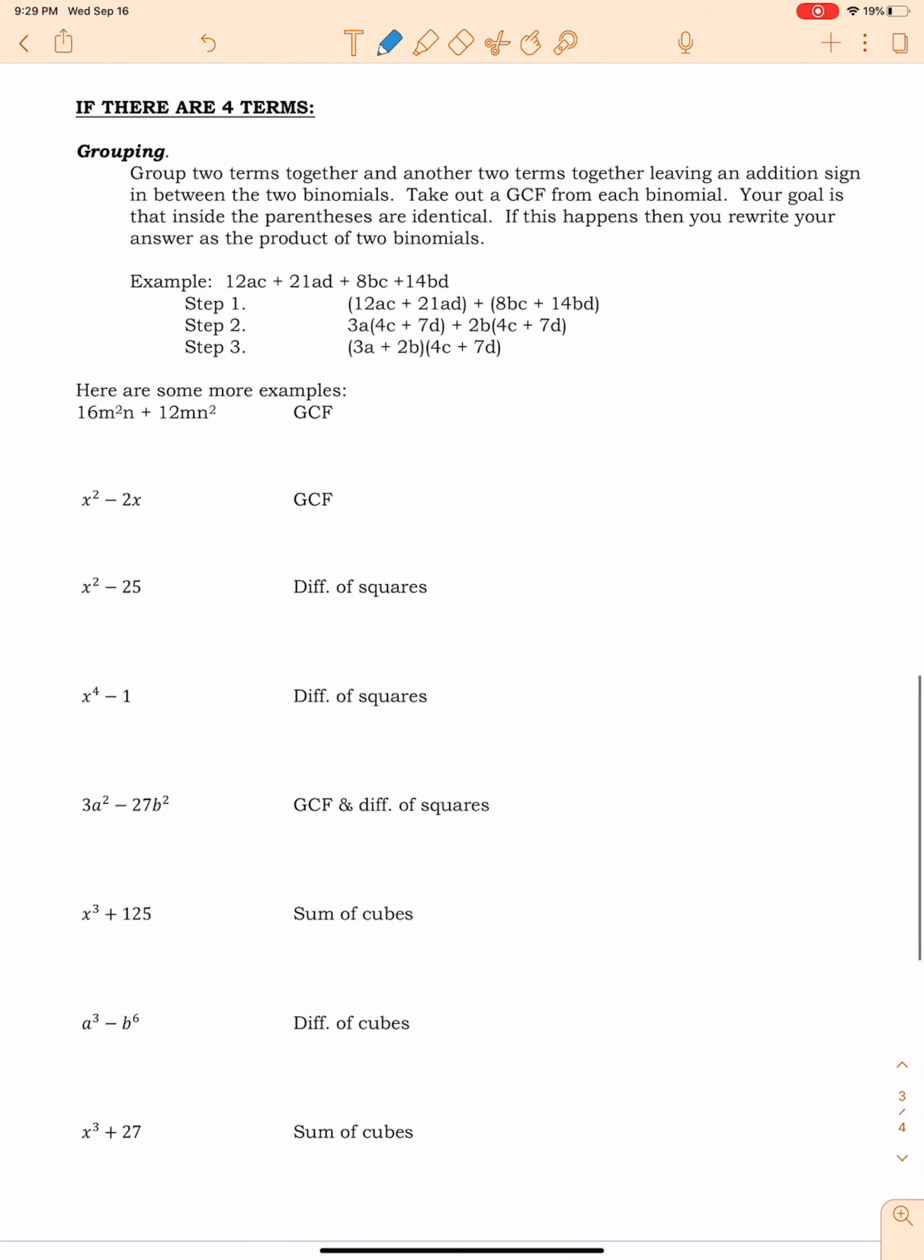All right. The grouping, I did one of these in class as well. So that's just when you group items together, and then you factor out in each of them a GCF. So once you do that, whatever's in your parentheses should be the same, and then you can factor that out. All right, so let's do some practice here.